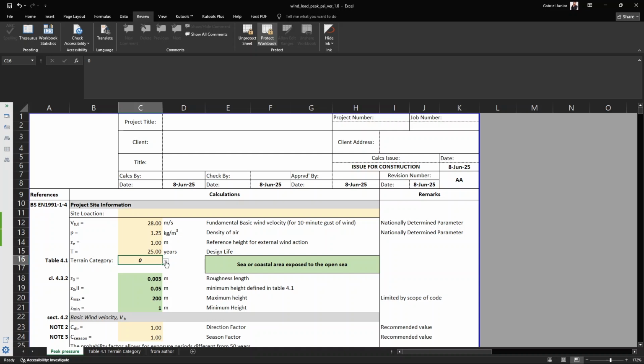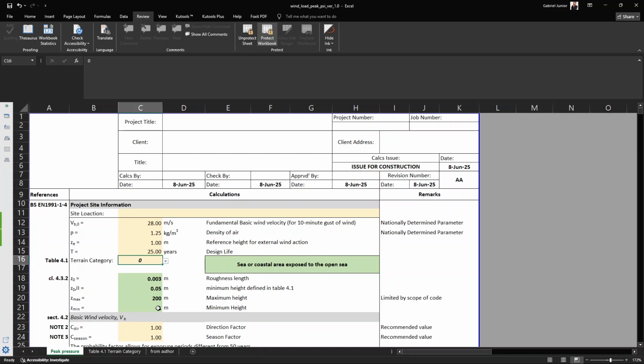And as we go by increasing the value of the terrain category, we realize that the wind action will continue to reduce because there are more obstructions to the wind, therefore providing some resistance and reducing that force. So this terrain category affects these values here: the roughness length, the minimum height, and also perhaps only the Z, what is the minimum height.